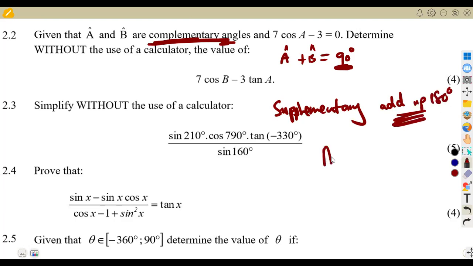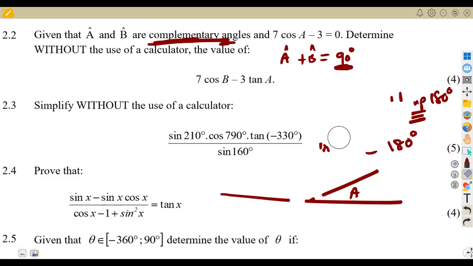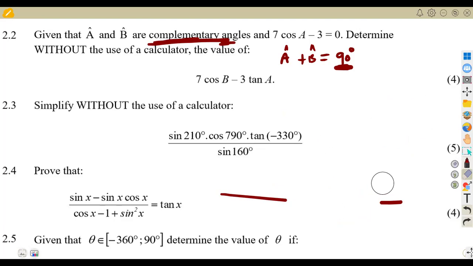So if another angle is A and another angle is B, maybe they are on a straight line. We know that angles on a straight line add up to 180. Those two angles on a straight line are called supplementary angles. But here they are saying they are complementary. Two angles which add up to 90 degrees. What is it about these angles? 7 cos A minus 3 is equal to 0. Determine without the use of a calculator the value of. Okay, this is what we want.